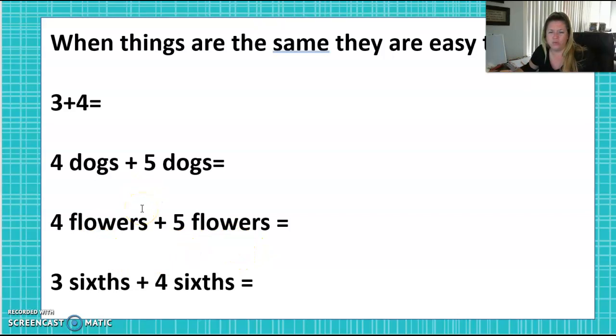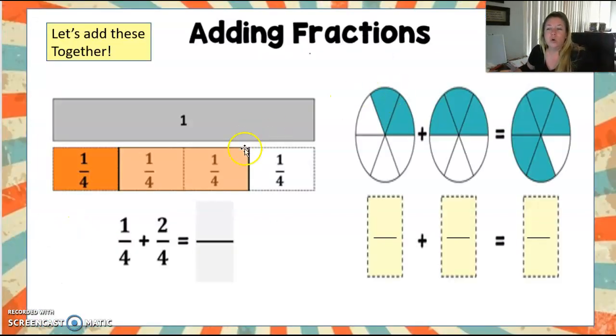I can't add 4 flowers and 5 dogs and get 9 dog flowers. We can't mix them. We have to have a common denominator. So over here we have a common denominator. Let's add these together. So here is a whole, and look, we have 1, 2, 3, 4 parts equals 1 whole.